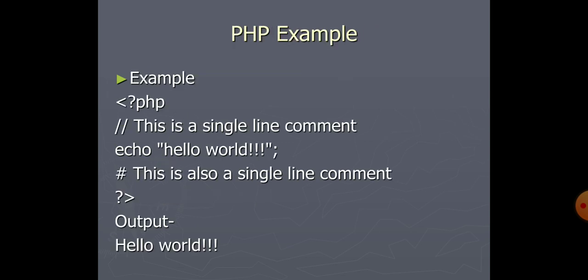See the example of PHP here. PHP starts, and this // is a single line comment. Echo is used to display the output or to display a message. Hash is also used for a single line comment. Then the closing of PHP. The output of this program is hello world.